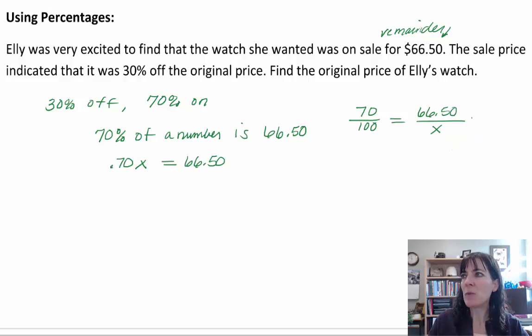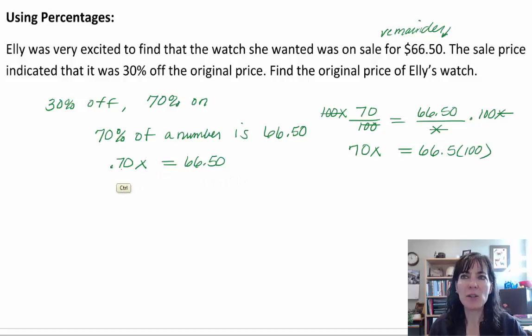And this one, we would multiply both sides by 100x. Our 100s would reduce, and we would have 70x equals, on the right, the x's will go away, and I will have 66.5 times 100. And so I'm almost to the same point on both equations. So we'll just go ahead and solve. These are just two equivalent ways of solving this problem.